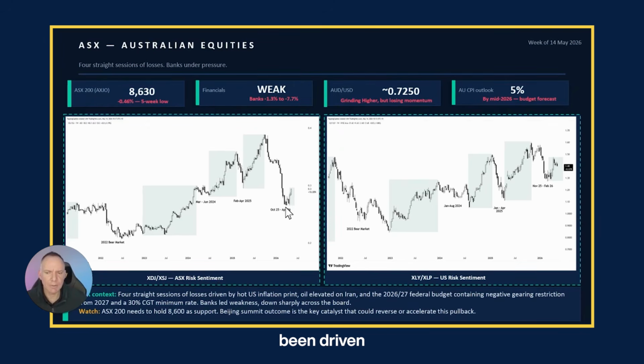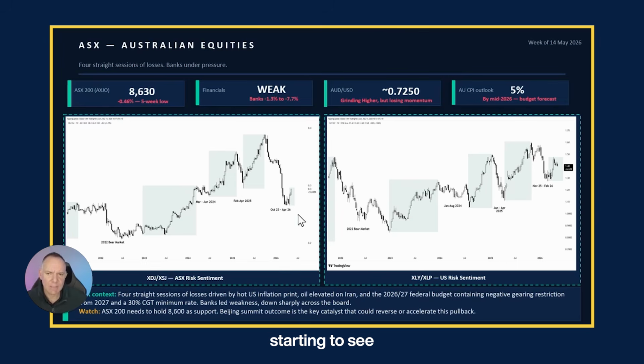And that's been driven by the oil issue in Iran. It's certainly been driven as well by the budget that we've just delivered in terms of negative gearing restrictions and changes in capital gains tax. That has certainly impacted our markets. We've certainly seen banks lead the weakness, and we're down across the board.